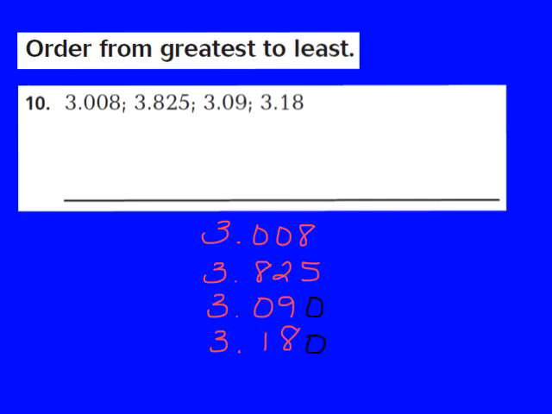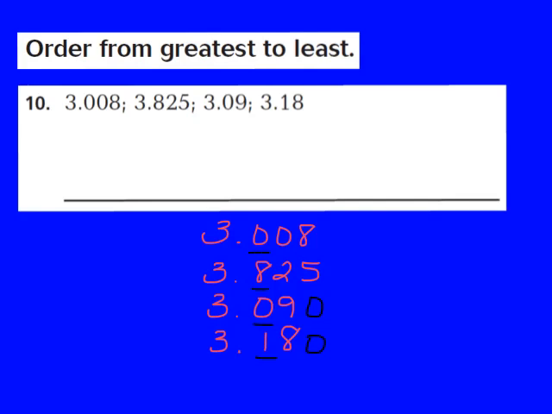Now, we're going to go ahead and begin by looking at the numbers on the left. And what I notice is that I have all 3's in the ones place. Well, I know that 3 is equal to 3 is equal to 3 is equal to 3. So I can't compare using the numbers that are in the ones place. So I'm going to go ahead now and move to the tenths place. Here I have a 0, an 8, a 0, and a 1. So what I notice is that I now have different digits in the tenths place. So I'm going to go ahead and underline those numbers. I have a 0, an 8, a 0, and a 1.